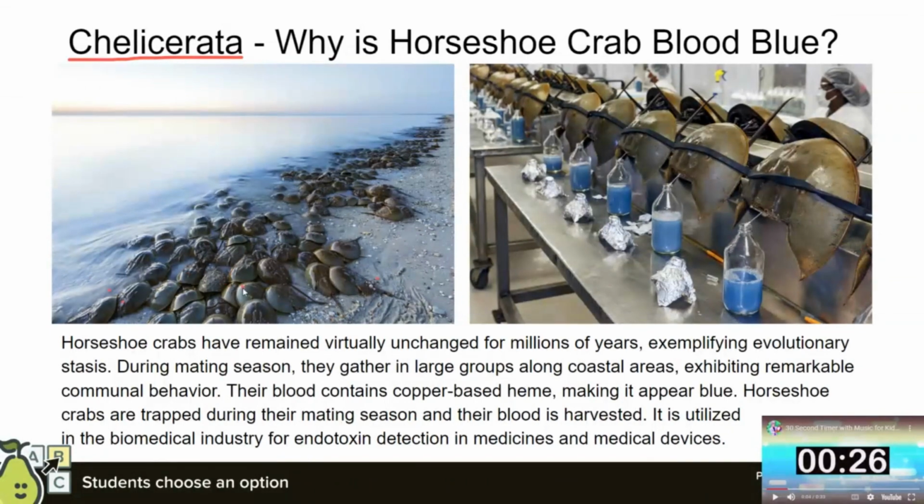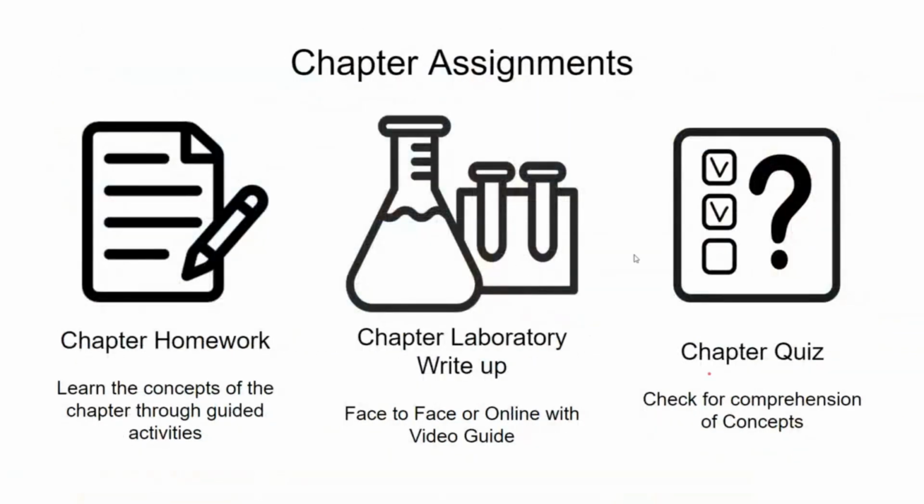These horseshoe crabs, they gather in very large numbers on the beach when it is mating season. So all of these guys are getting together ready to mate, and then we scoop them up and bleed them for their blue blood. And this blue blood is very valuable, especially with endotoxin detection. So it can be mixed with different types of medicines to detect different types of toxins before they give out a medication. All right, that's it for today.